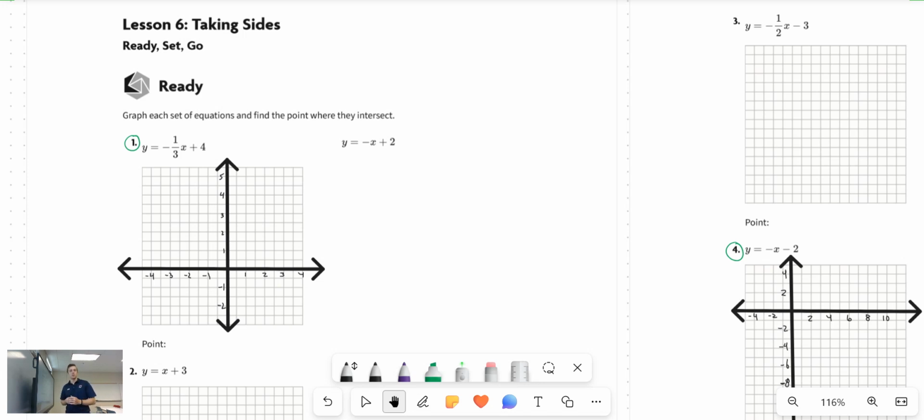All right, welcome to Unit 4, Lesson 6. This is the homework help for taking sides. So we're going to start with number 1 on the ready. Let's graph each set of equations and find the point where they intersect.